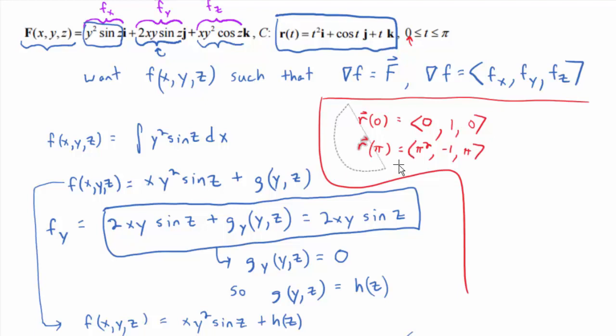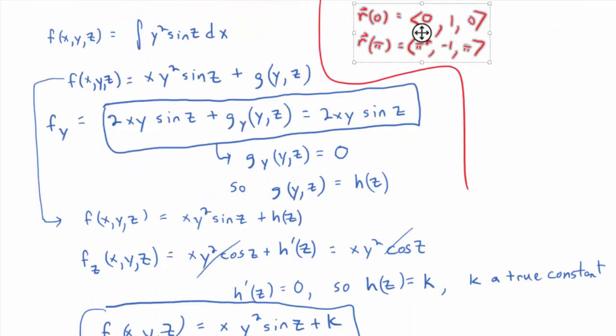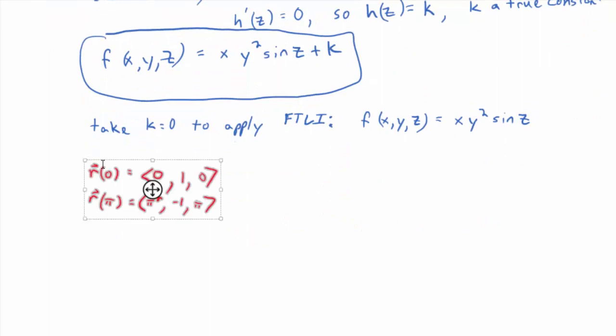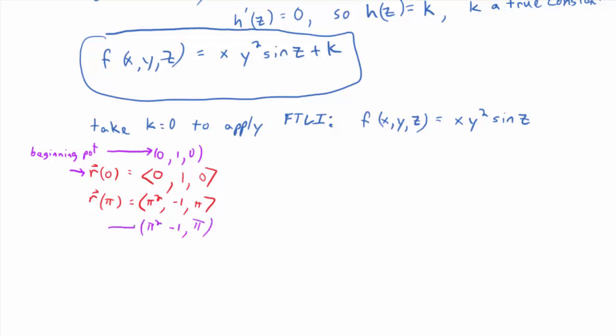All right, so let me take these guys with me to finish up the problem. So this is the beginning point. Well, if you just think of the ordered triple 0, 1, 0, that's your beginning point or starting point, either way. Pi squared, -1, pi is your end point.